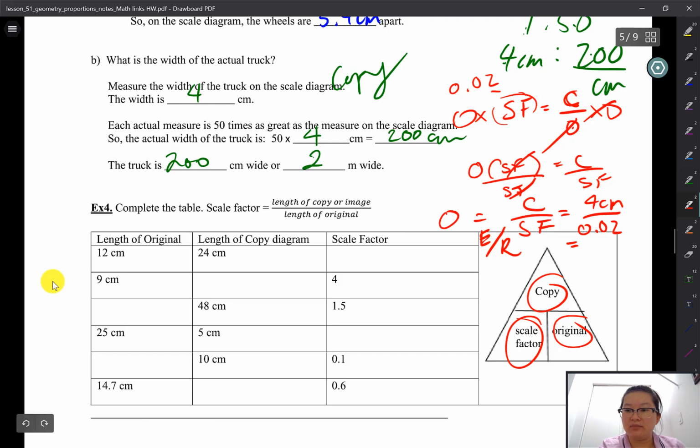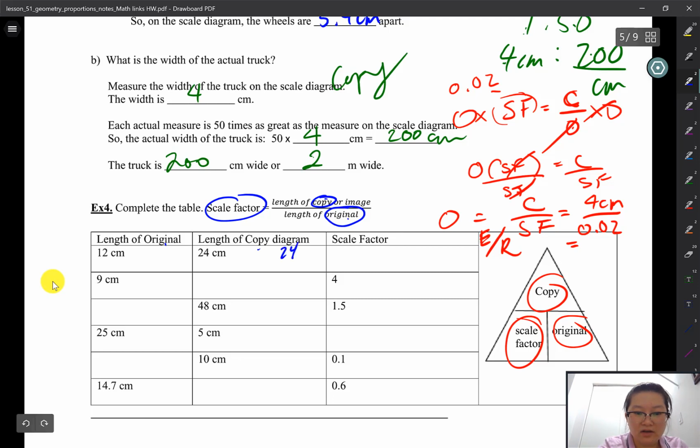Okay, then it is my turn to do it for us. So here, I have the length of my original and the length of my copy. Here's my scale factor, copy, original, and the scale factor is here. Okay, that's my equation. To get my scale factor, if I have original and copy, I take copy divided by original.